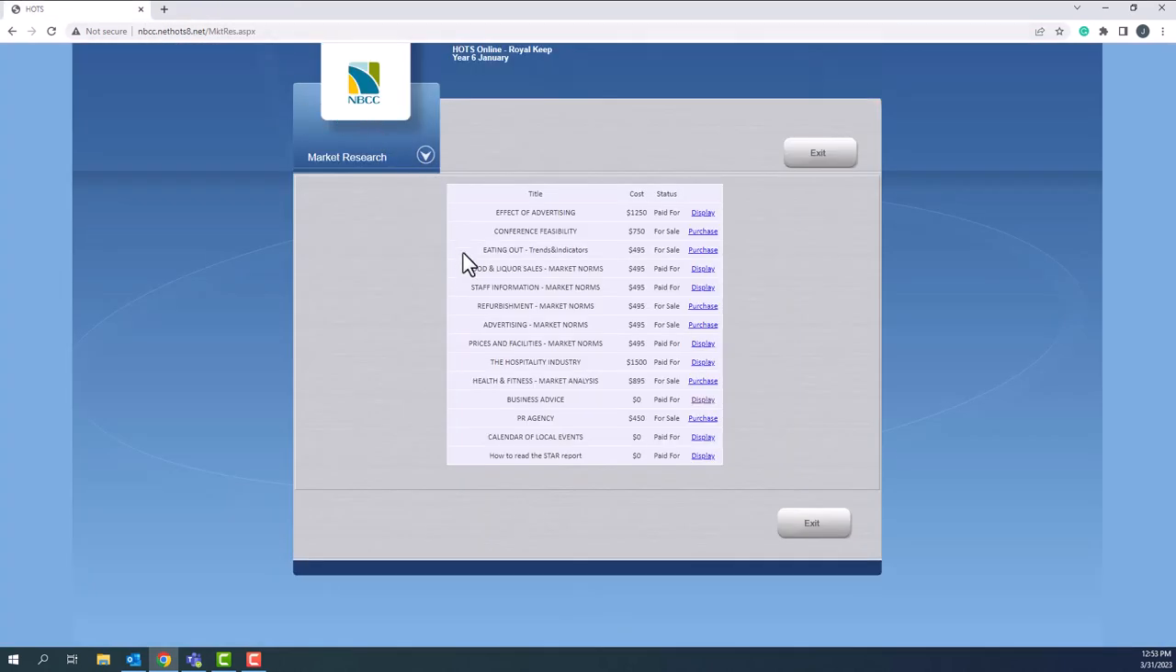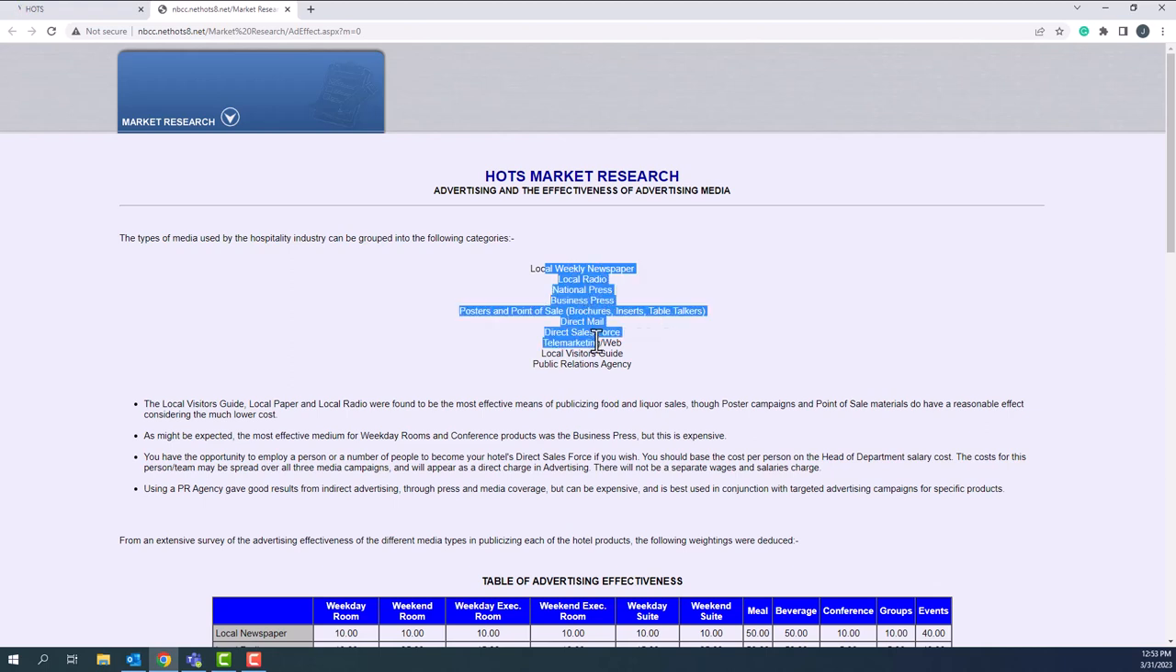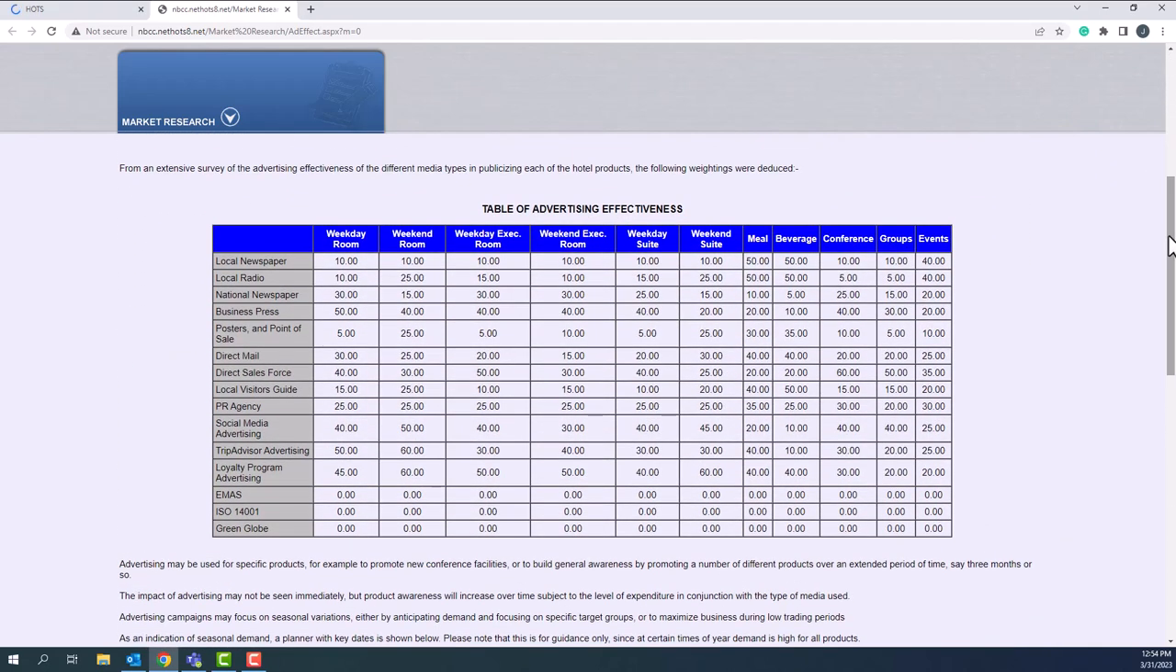Now there's also the effective advertising. This is very, very important. So you have a number of different channels that you can use to advertise, and you have a number of different products. Again, this chart will always change. So in this simulation, the local newspaper had a small effect. The smaller the number, the less the impact on rooms. But it had a pretty big impact on meals in your restaurant and beverage sales in your bar, and somewhat on events.